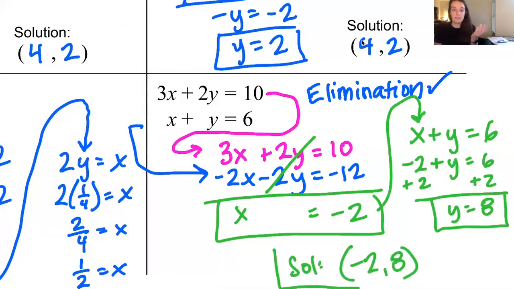If I was to graph these two equations in Desmos or any other graphing calculator, then I would see that my solution is where they intersect, at -2, comma 8.